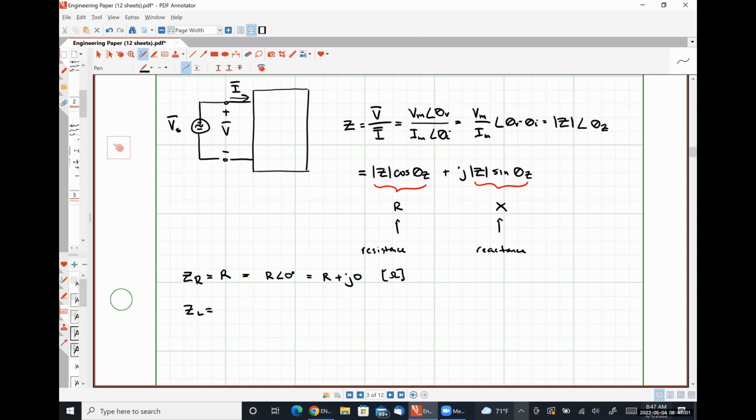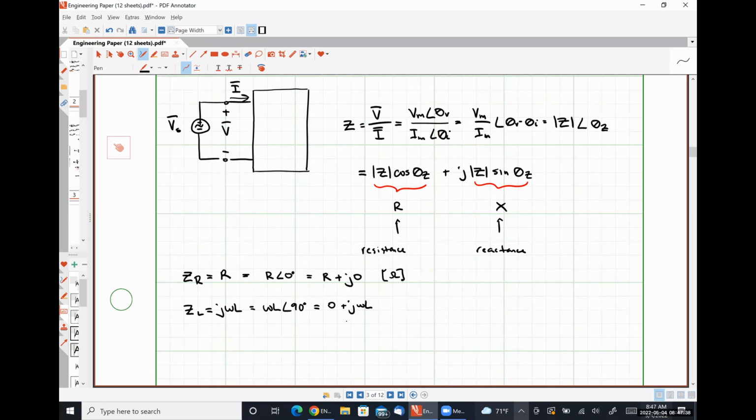J omega L. So as a polar form complex number, that's going to look like omega L angle 90 degrees, or 0 plus J omega L, right? So an inductor does not contribute any real portion to the impedance. It only contributes to the reactance portion, and it contributes positive reactance.